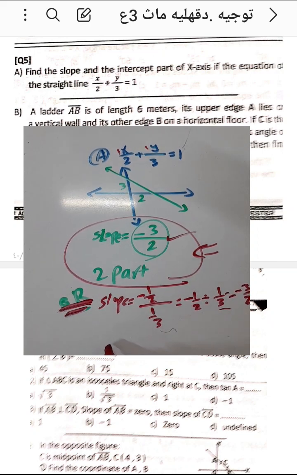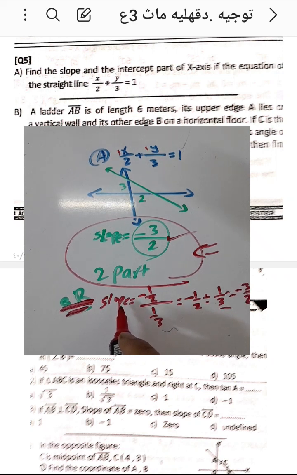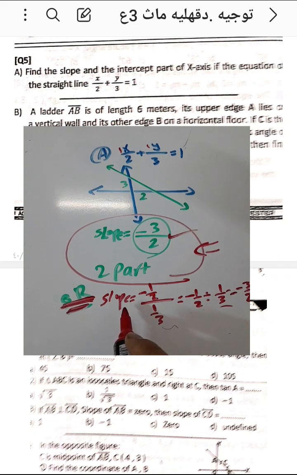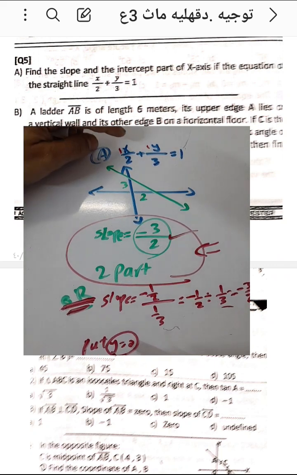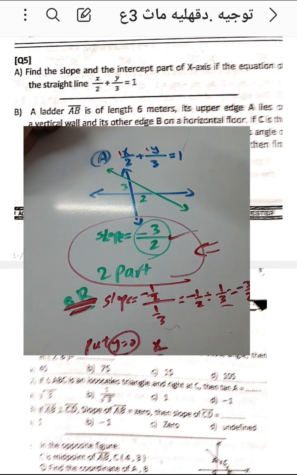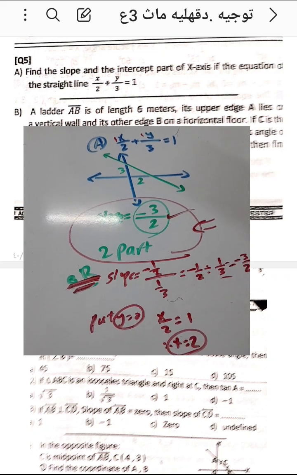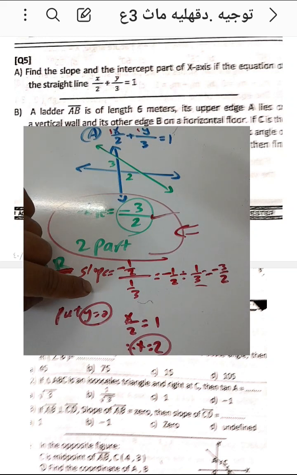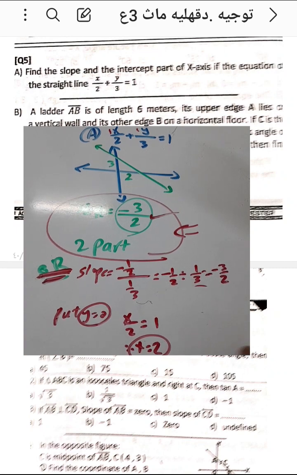And to find how many parts are cut from the intercept part of the x-axis, put y equals 0 in this equation. Then x over 2 equals 1, then x will be equal to 2 because 2 times 1 equals 2. So we have two methods to solve this example: by using the rule, or finding the slope and then putting y equals 0 to find how many parts are cut from the x-axis. It will be 2 parts.